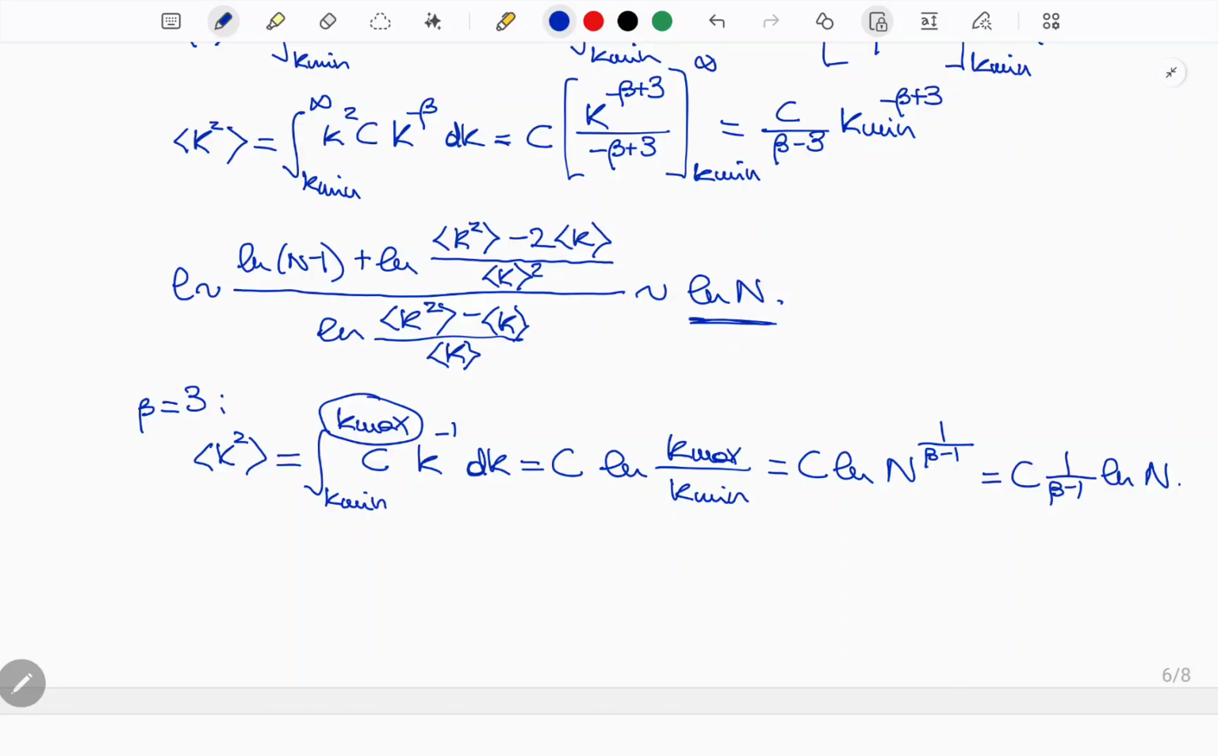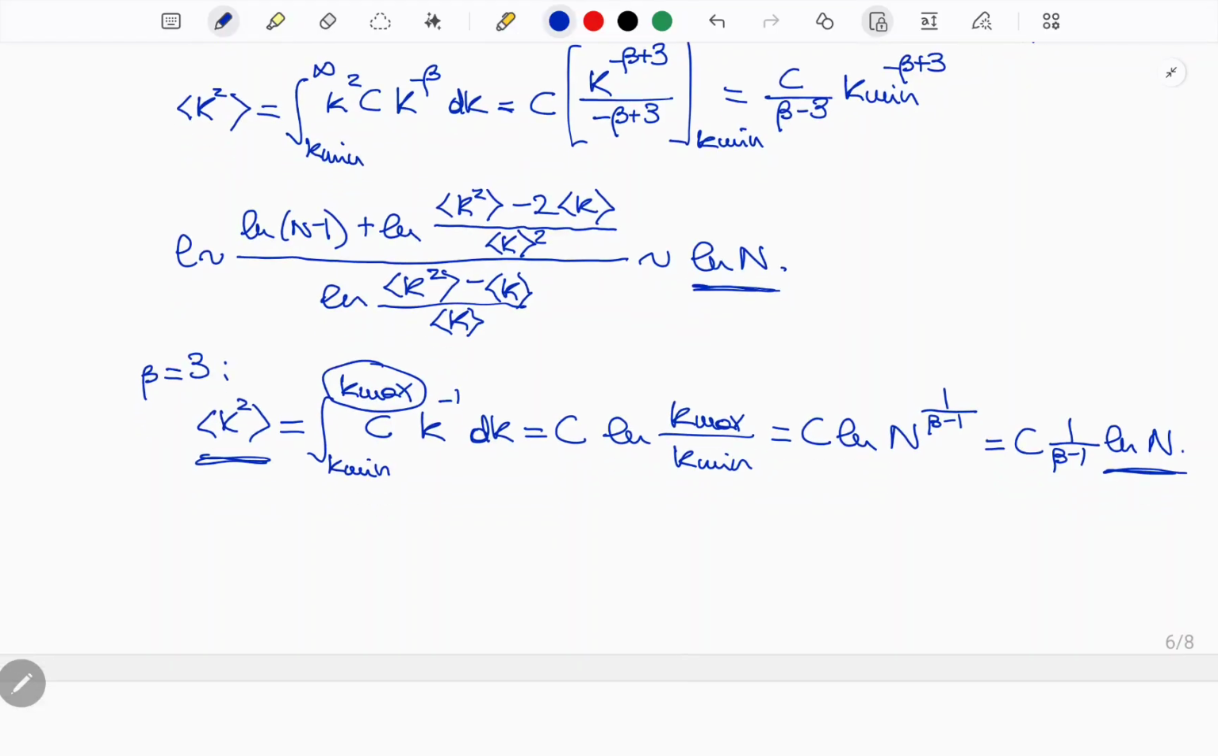So now the average of k squared is going to go like a multiple of the logarithm of n. And we are going to use this in this expression. So I'm going to use the same expression here, where I already neglected the minus 1 in the numerator, and this is finite, so this part I can neglect. So what I'm going to do is I'm going to rewrite that expression.